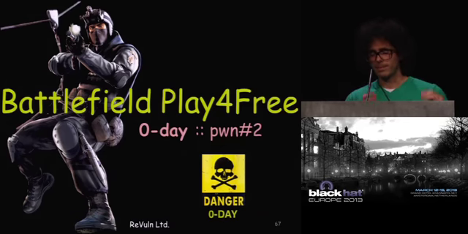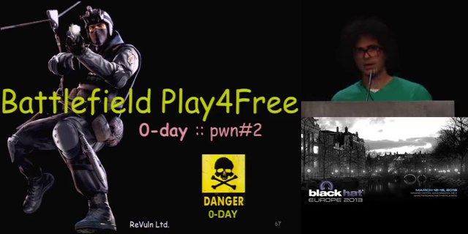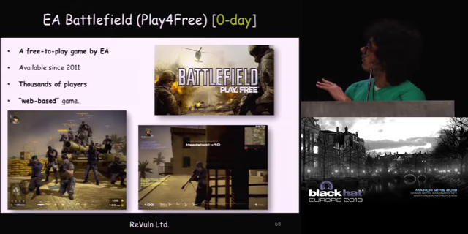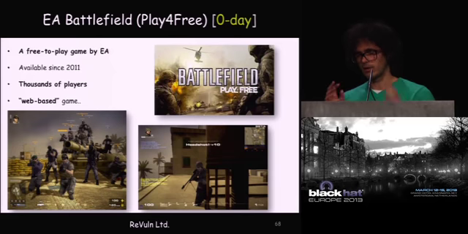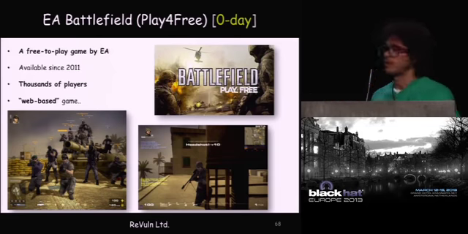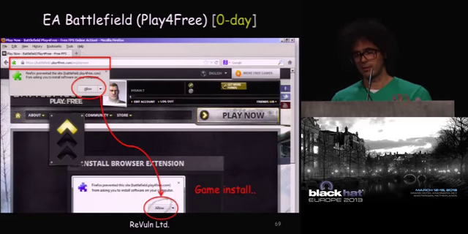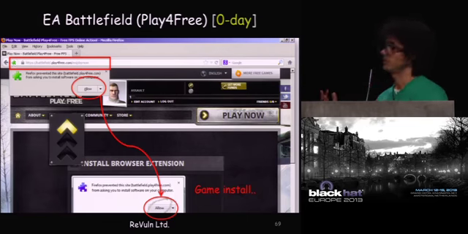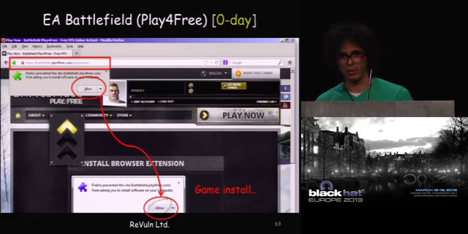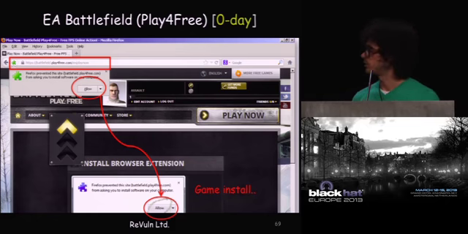Now, this was game-related software. Now we want to talk about a real game. This game is Battlefield Play4Free, a free multiplayer online web-based game. It's available since 2011 and has a very good community. Now, why is it a free web-based game? Basically it's free, so you can install and play it online for free without problems.